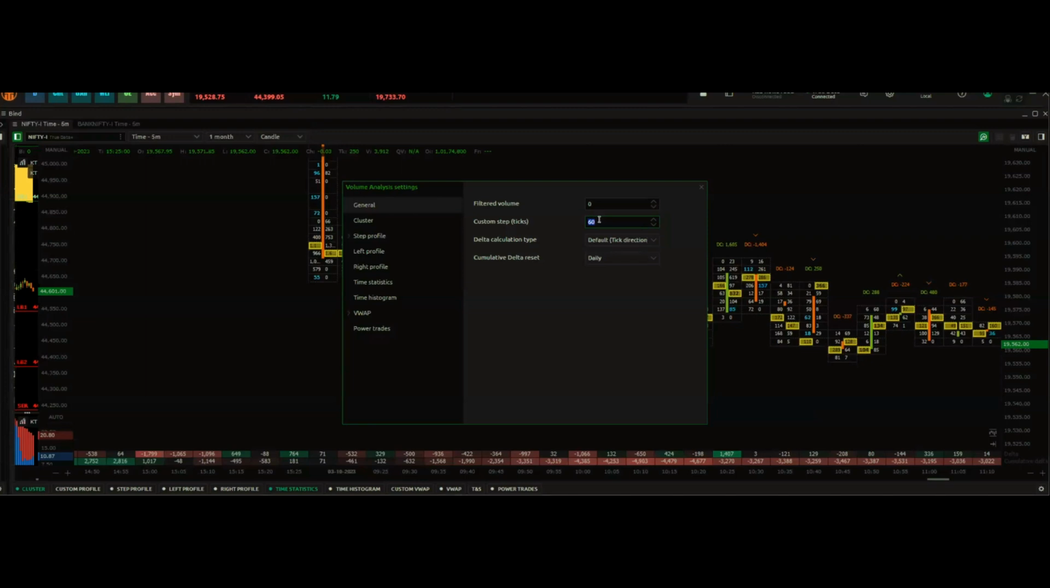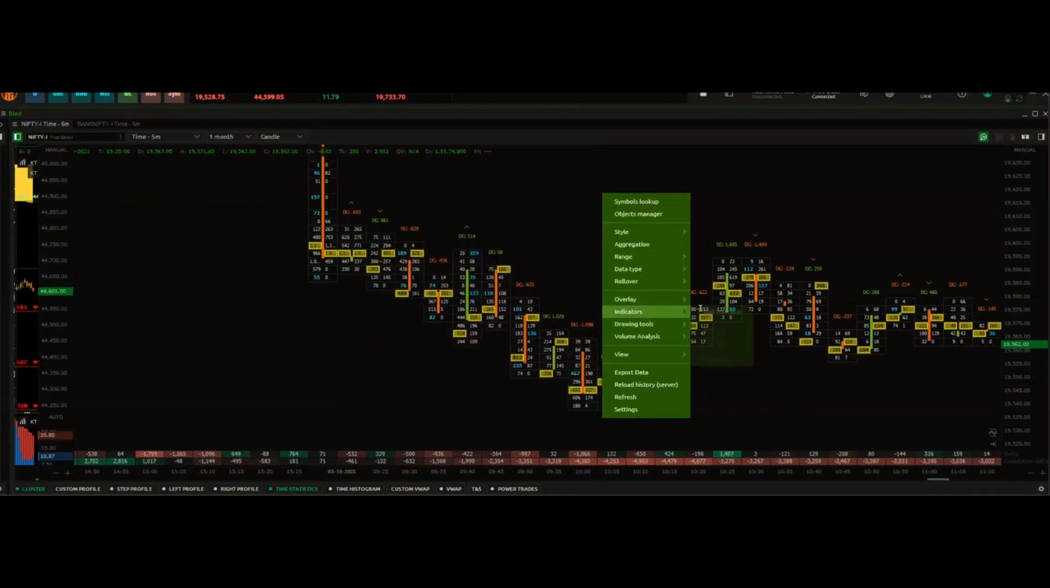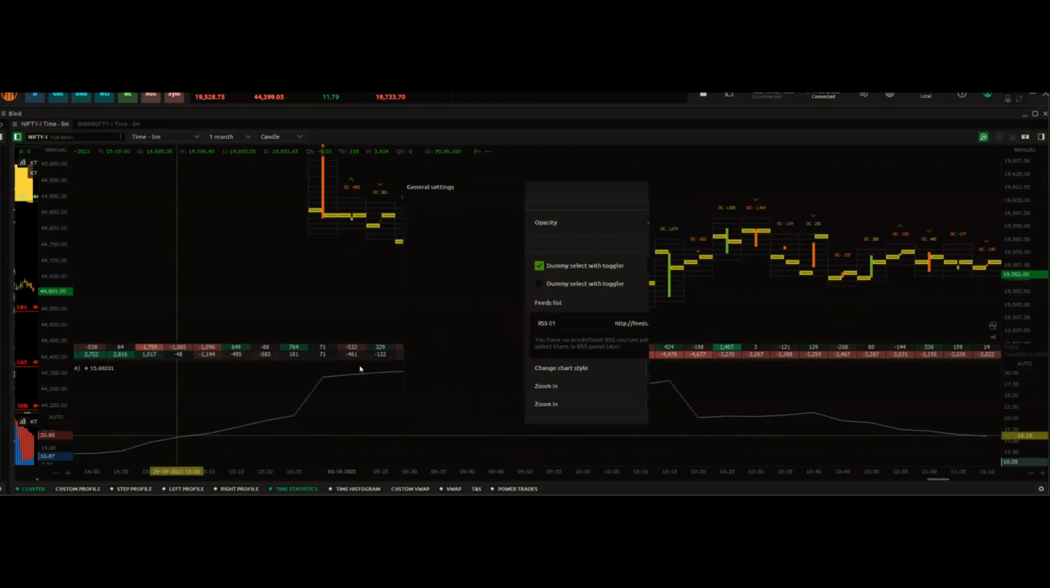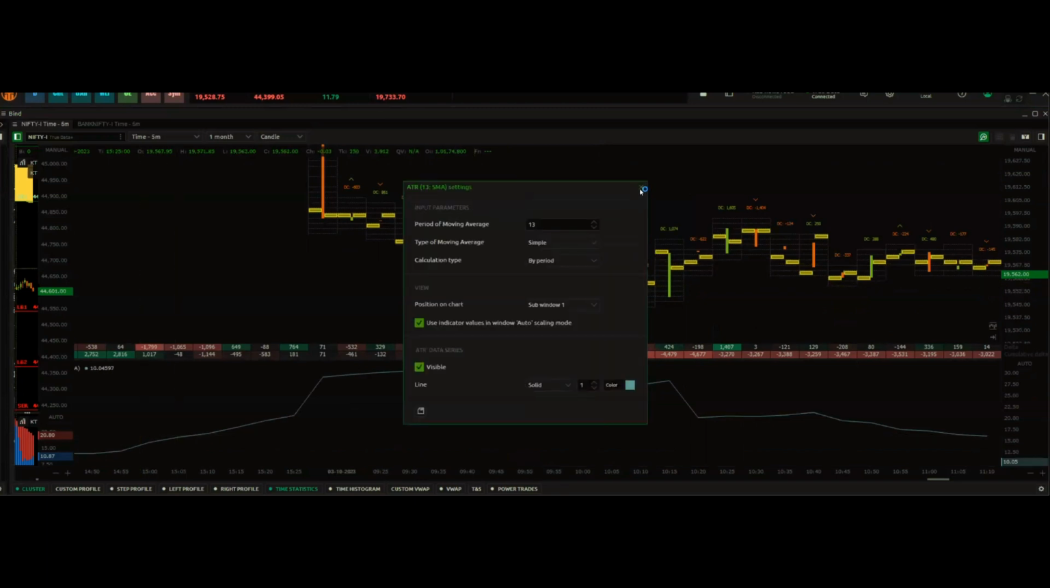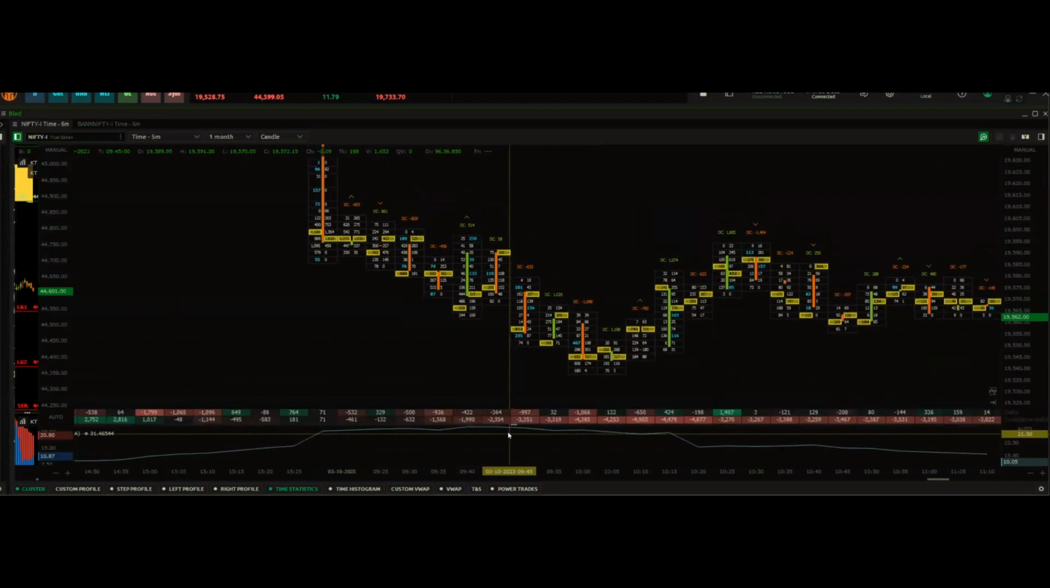The standard textbook version of it is to open ATR, your average true range, and whatever the number you see of average true range, for example 30, on a 5 minutes chart. I personally use 5 minutes charts for my footprint analysis.